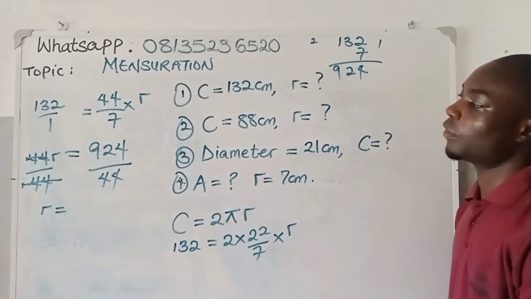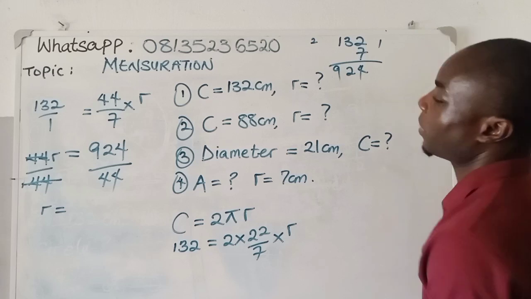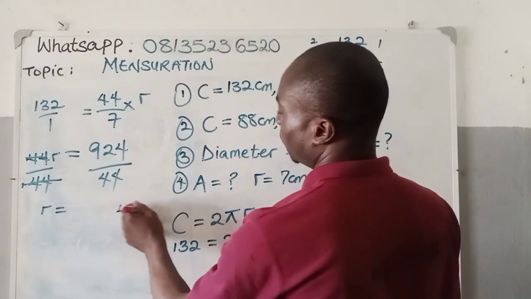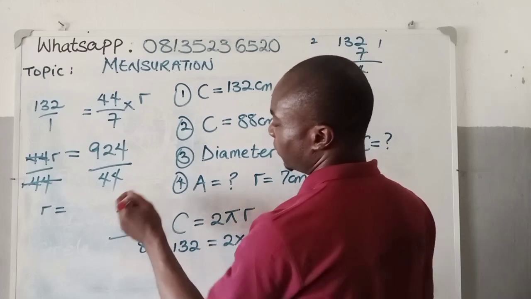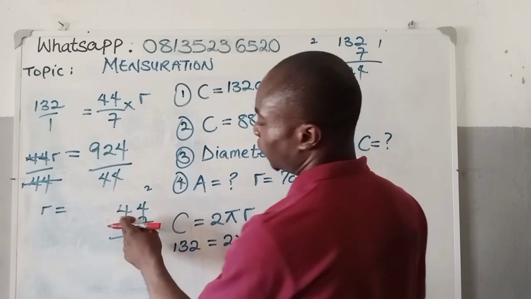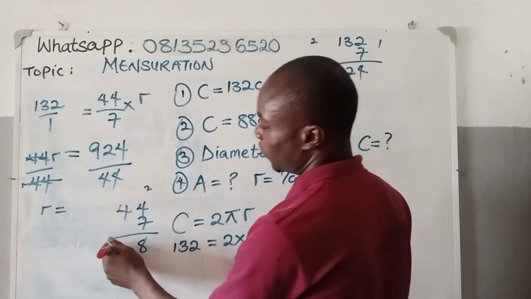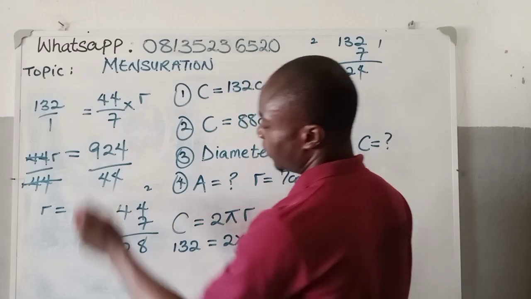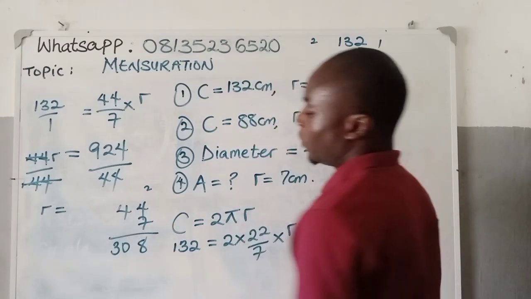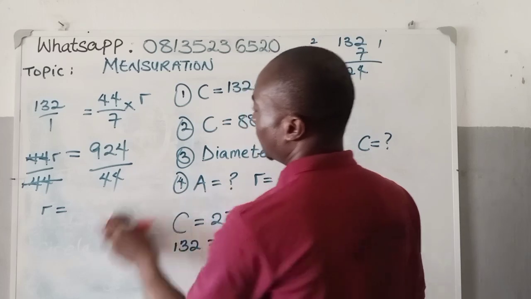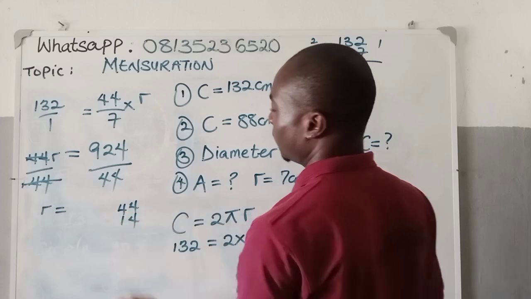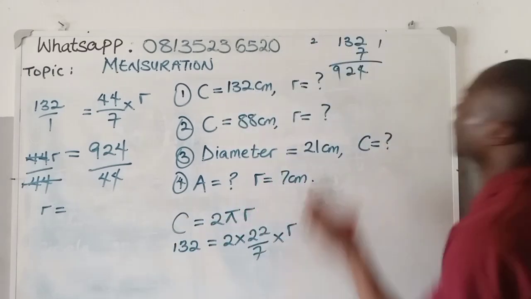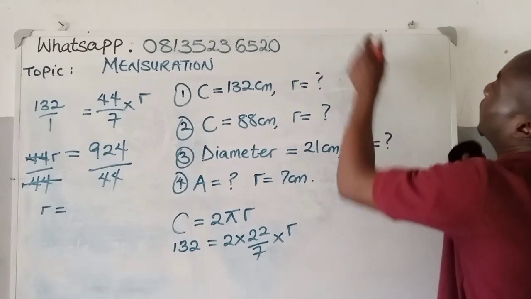Let's try 44 times 7. So 4 times 7 is 28. We have 8 carry 2. 4 times 7 is 28 plus 2. We have 30. So we have 308, which is not close enough. So let's try 44 times 14. 4 times 4 is 16. Write our 6, carry our 1. 4 times 4, 16 plus 1, 17. 1 times 4 is 4, and 1 times 4 is 4.